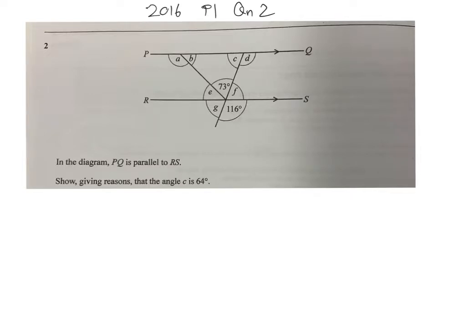Okay, so for this question, they give you very key information. PQ is parallel to PS. Okay, this is really the basis of a lot of things that we're going to do. So they said show, the keyword is show here. It's slightly different, giving reasons that this angle C is 64 degrees.